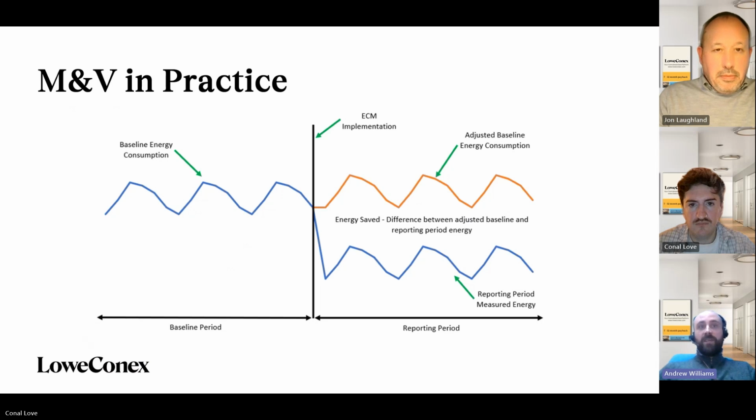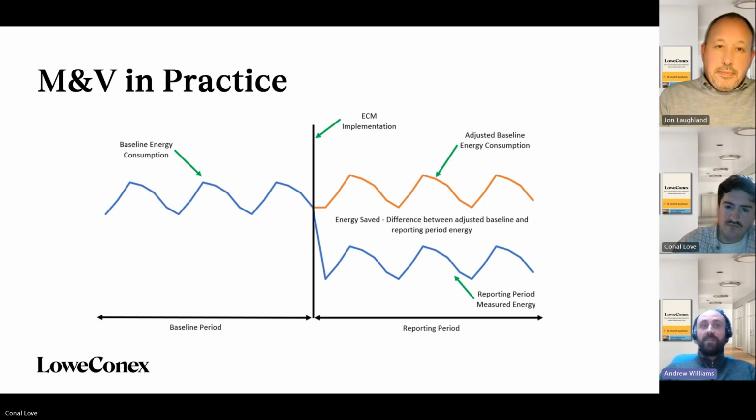We have the adjusted baseline energy consumption, which is the orange line, and this is a mathematical representation of the energy consumption based on those factors that we know can affect energy consumption. So for example, temperature data. We use a method called linear regression to construct these models and assess the accuracy statistically, which allows us to build up those really robust models. And this, in effect, is the energy consumption that should have been if no ECM was implemented whatsoever.